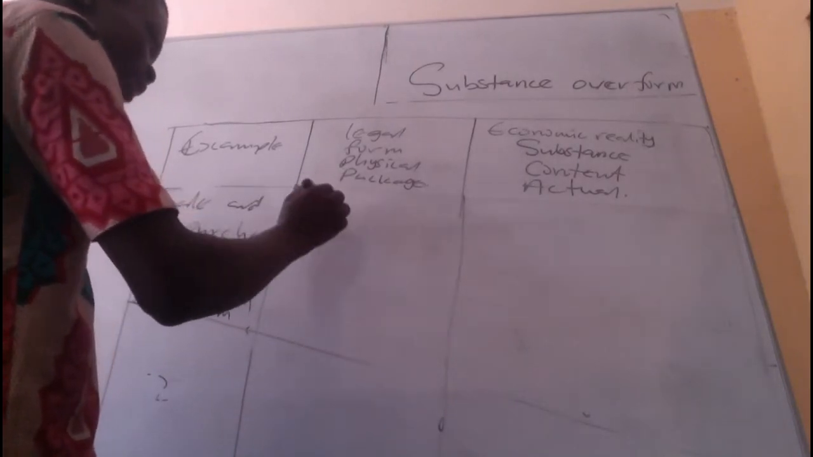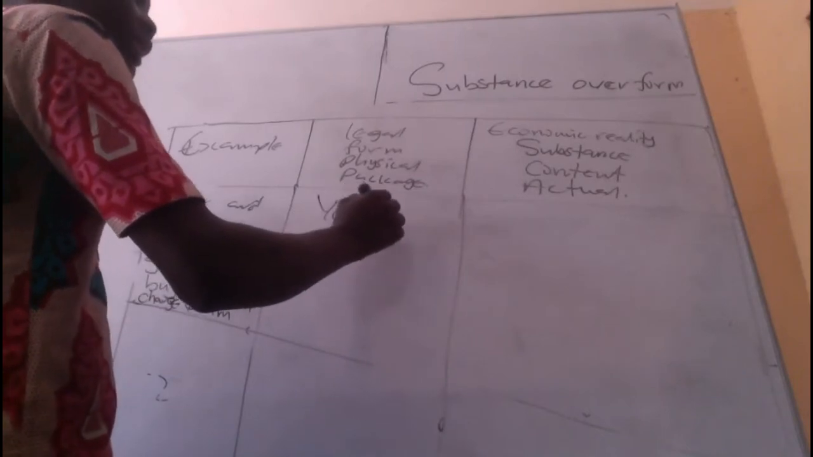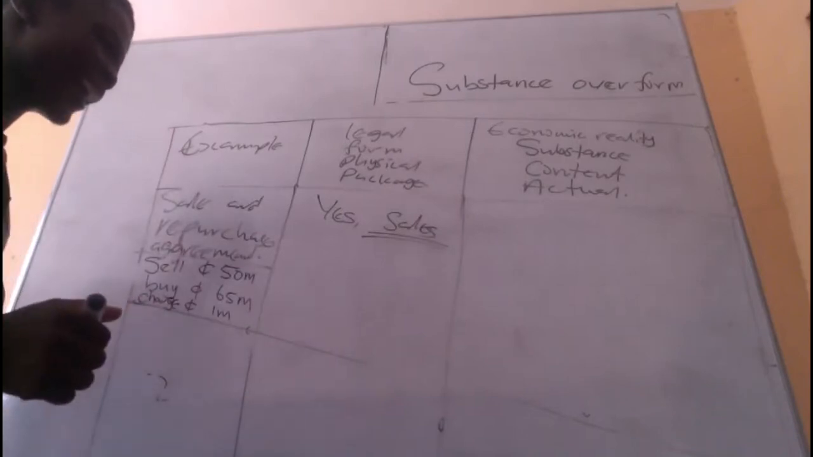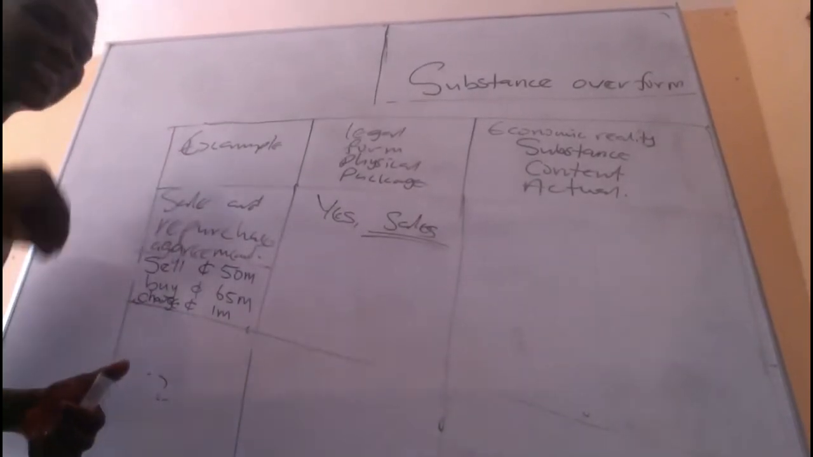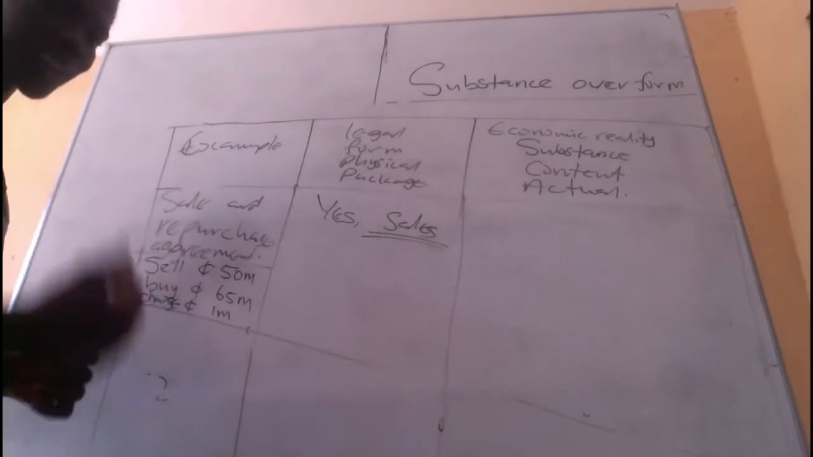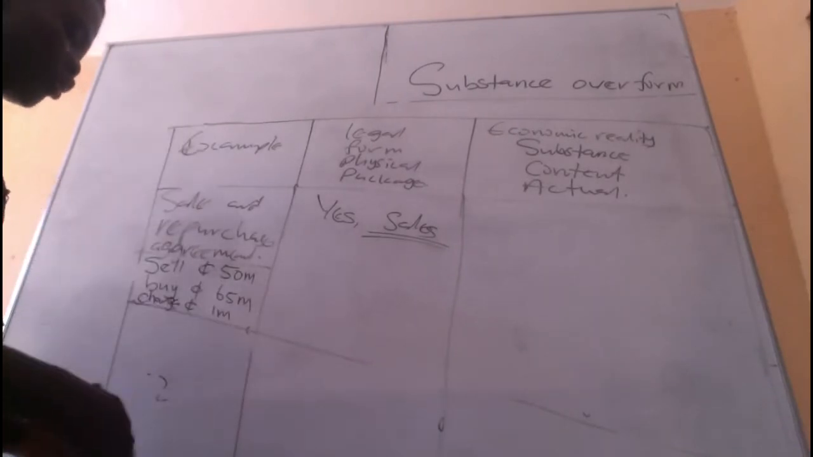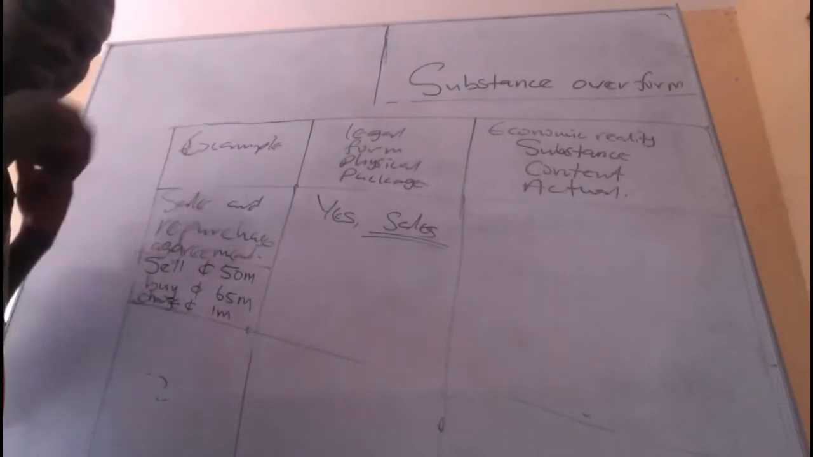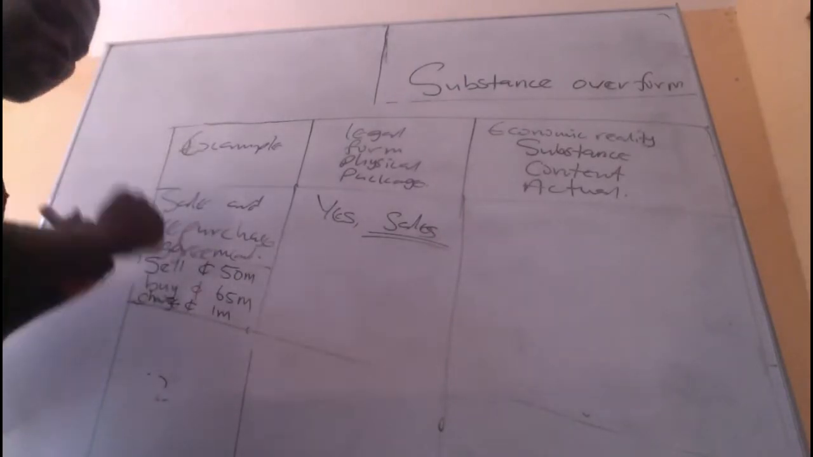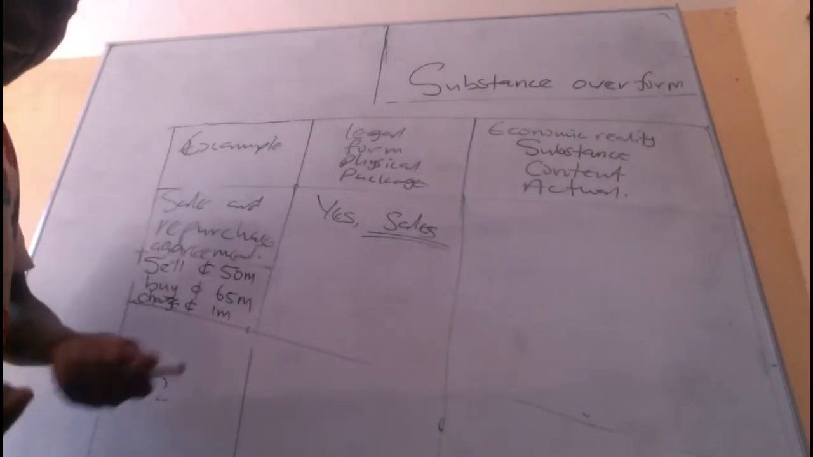So yes, there is what? Sales. Sales has been made. Why? Because property in goods has been passed. You've delivered the goods to the person. You've taken the money. Legal title has moved to the person. You are no longer the owner of these goods until 3 months later you purchase them, right?